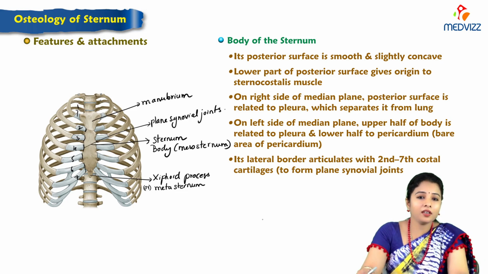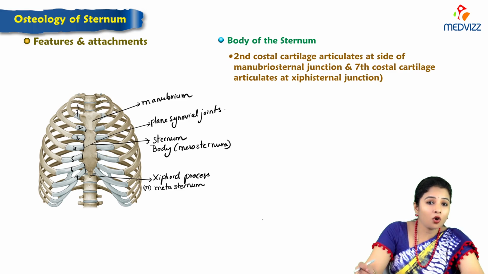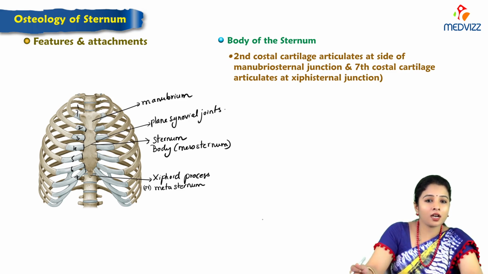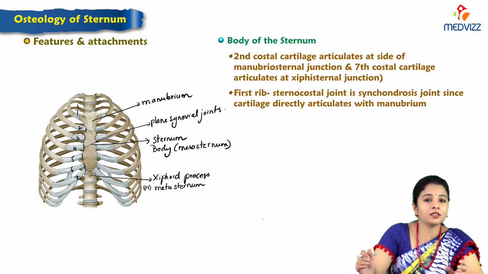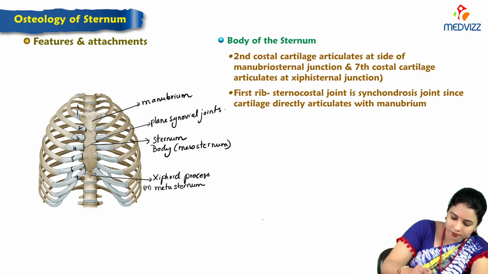So strictly speaking, the 2nd costal cartilage articulates with the side of the manubriosternal junction and the 7th costal cartilage articulates at the xiphisternal junction. The first sternocostal joint is a primary cartilaginous joint, where the first costal cartilage directly articulates with the manubrium. So the first sternocostal joint is a primary cartilaginous joint.